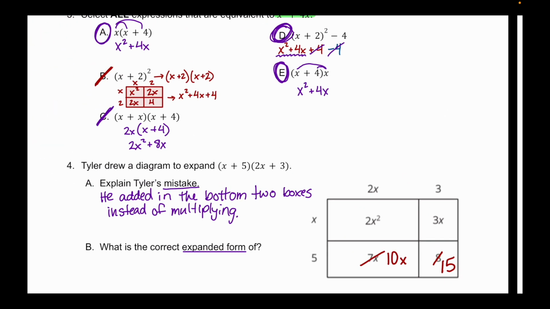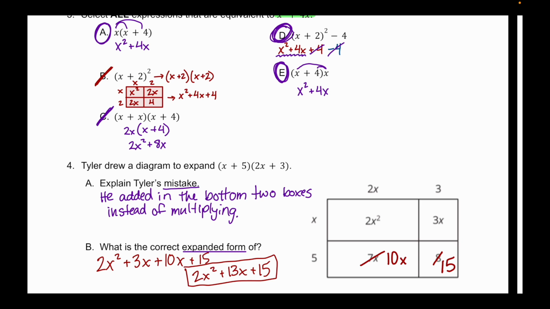So that would be 2x squared plus 3x plus 10x plus 15. But I have to combine my like terms, so this should be 2x squared plus 13x plus 15. And this is the correct expanded form.